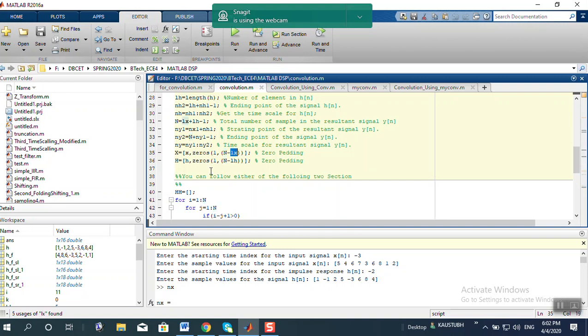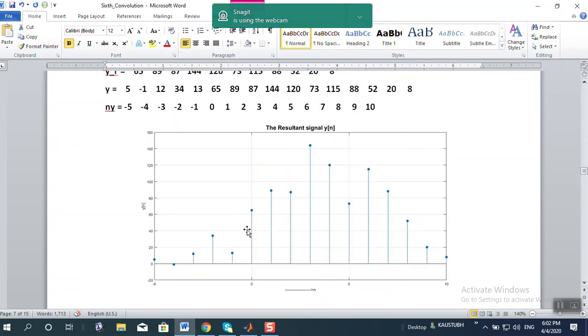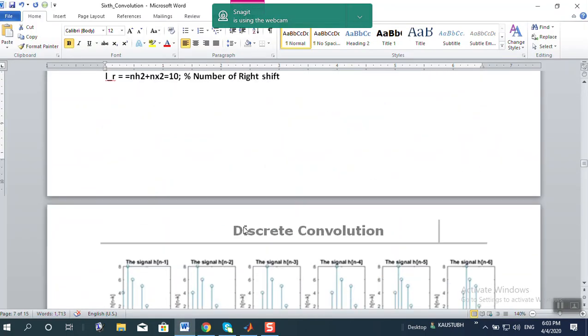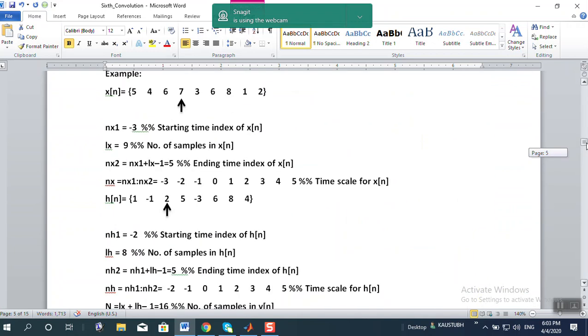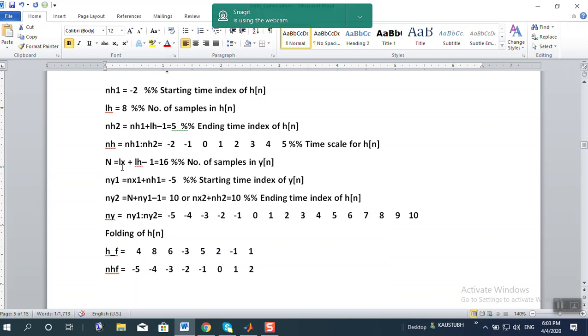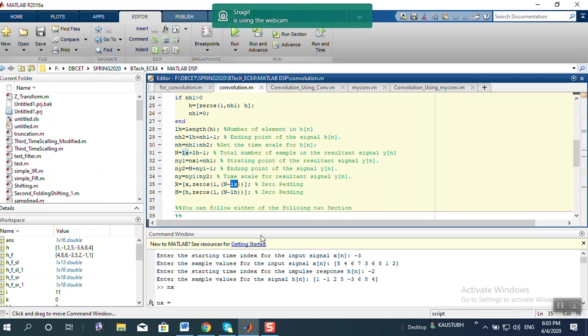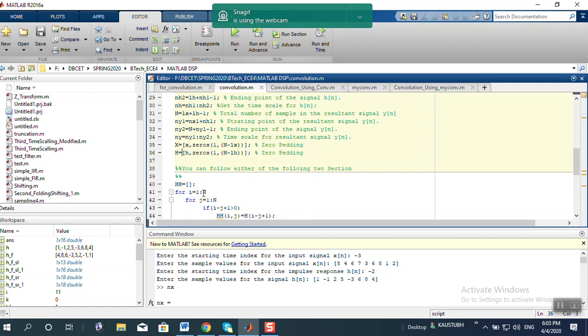So in this present example, if you see, my total number of samples in x is 9, and my total number of samples in y will be 16. So this is 16 minus 9, therefore 7. There will be 7 zeros along with x, to make it a total of 16. Similarly in h also.